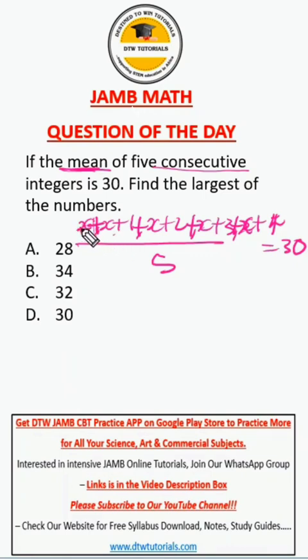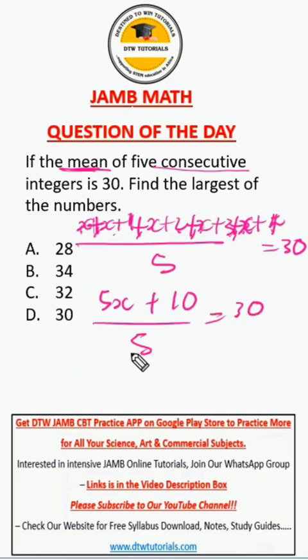How many x do we have here? We have 1, 2, 3, 4, 5. So that's 5x plus, we have 1 plus 2 is 3, plus 3 is 6, and plus 4 is 10. So we have 5x plus 10 over 5 equal to 30. So we cross multiply: 5x plus 10 equal to 150. We take 10 to the other side.